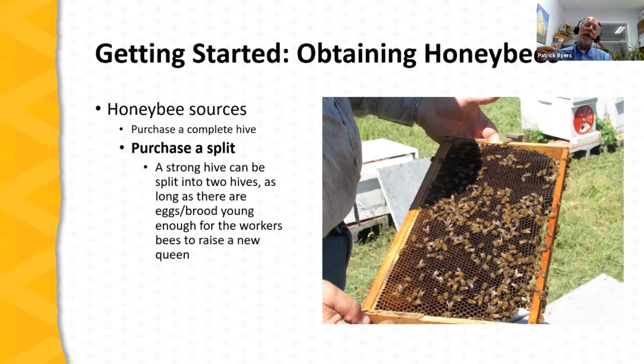The other part of the split has to include frames that have eggs and young enough brood that the worker bees can actually, by feeding these young brood or the larvae that hatch out of the eggs that are present, direct their growth into new queens. And they can do this by changing the food that they feed the developing larvae. The developing queen larvae are fed something called royal jelly, whereas worker bee brood are fed pollen. And so when the split is made, if there are some frames that have young enough brood or eggs in, the worker bees can sense there's no longer a queen in this new colony. They'll generate a new queen, and then the colony will move ahead from that point. Obviously, there can be some failures in doing this, and it's important to recognize that as well. But you can certainly purchase a split.